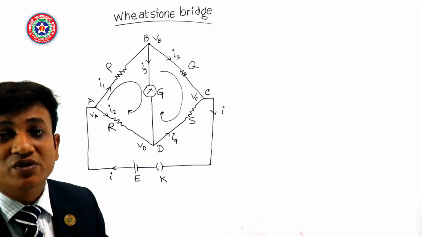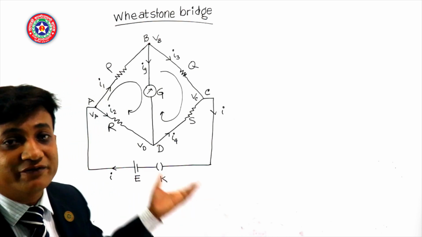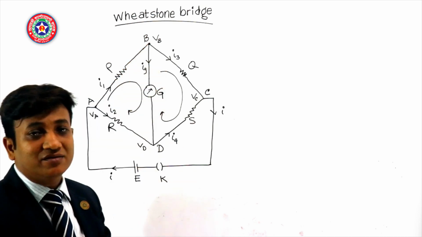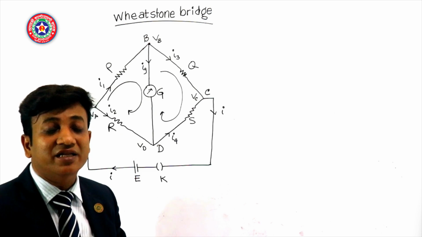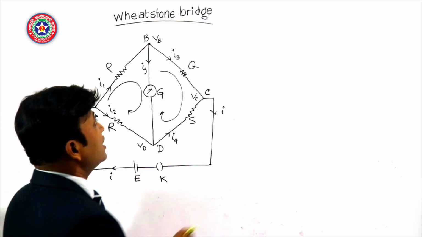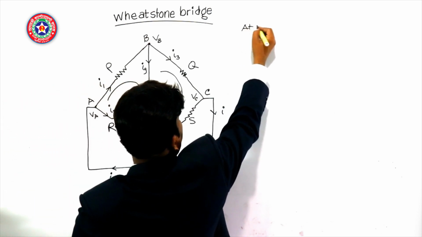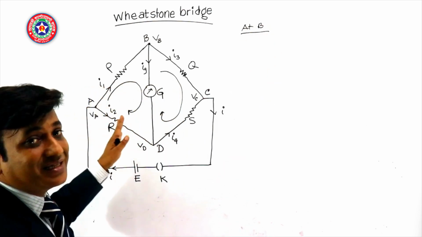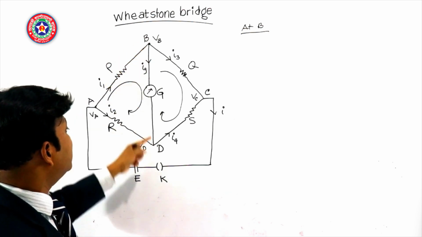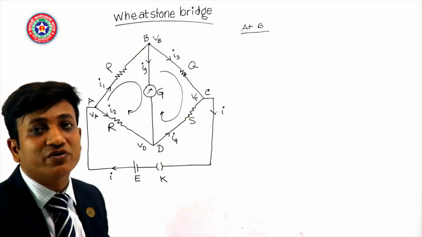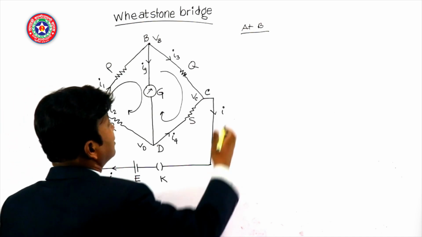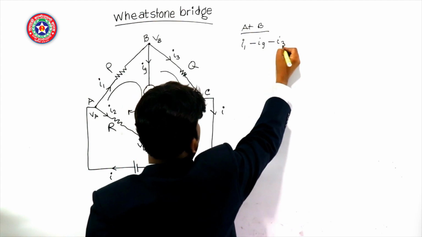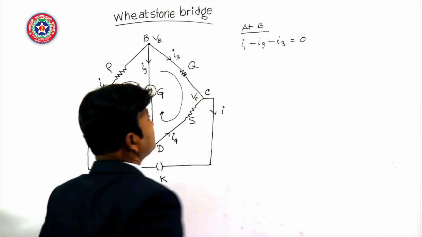Now I am going to discuss the equations of the circuit. First we consider point B, and we have to apply Kirchhoff's junction law here. So at point B, using Kirchhoff's junction law, what do we get? Here I1 is the incoming current, IG is an outgoing current, and I3 is an outgoing current. That's why, according to the junction law, we get I1 minus IG minus I3 equals 0.